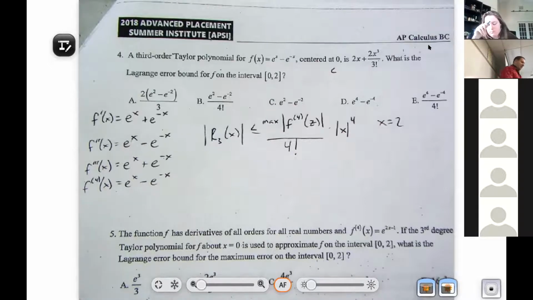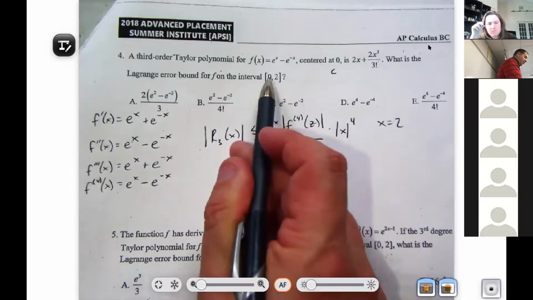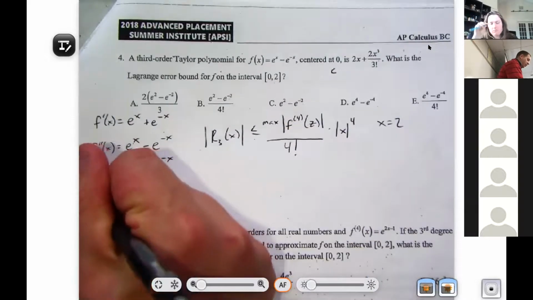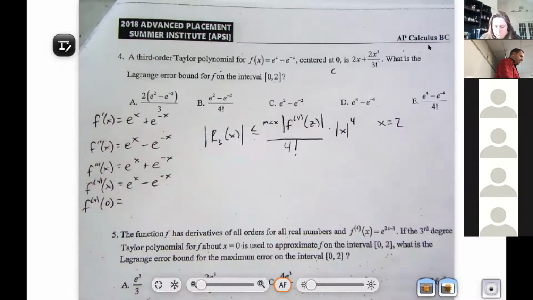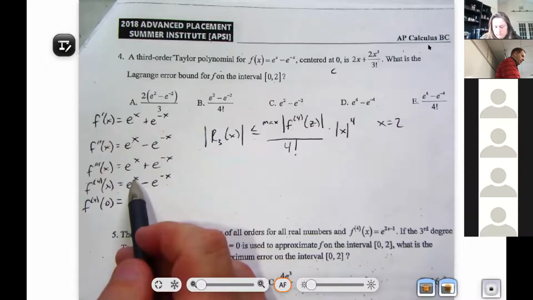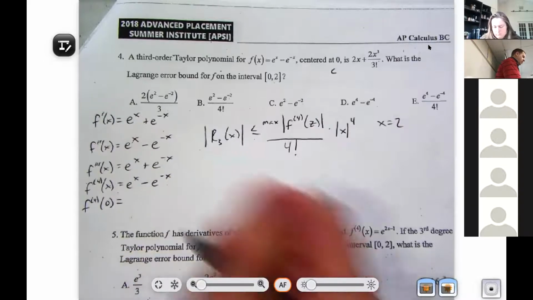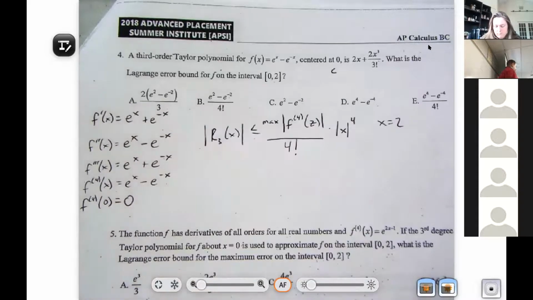But I'm trying to get this value to be as big as possible. Well, if I evaluate this at c, if I plug 0 into this 4th derivative, I would get e to the 0 minus e to the 0, I get 0. That's not a very big fourth derivative value. Let's plug in 2.